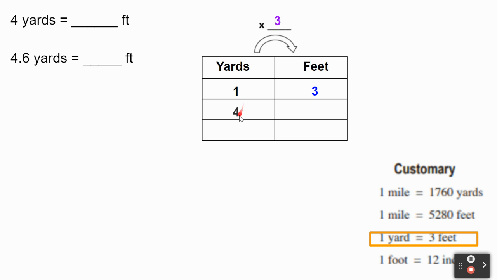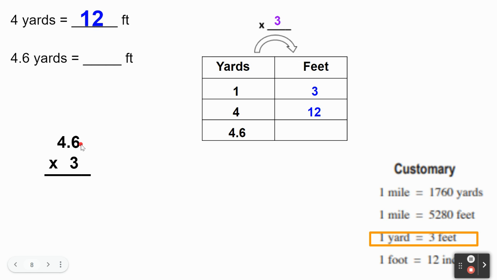But we want to know for 4 yards. So 4 times 3 is 12. So that means there are 12 feet in 4 yards. If we wanted to find out for 4 and 6/10 yards, we would multiply this by 3. So let's do that here.